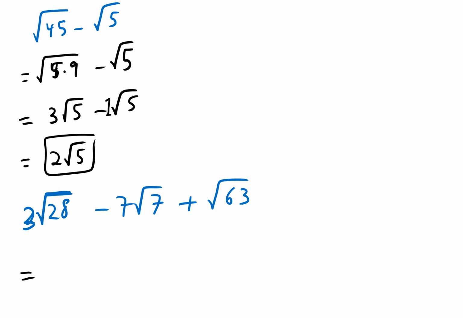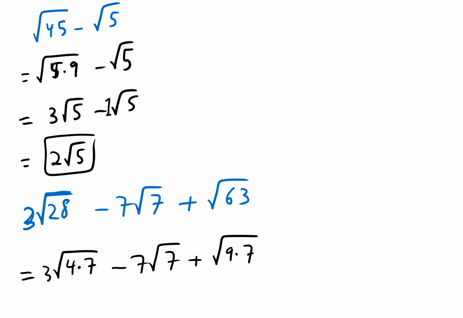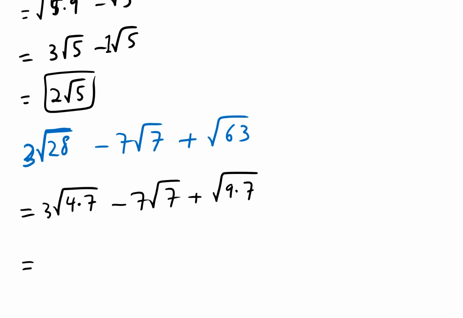We need to write the numbers in a way that one of them is a perfect square. So the 28 you can write as 4 times 7, because 4 is a perfect square. Keep this the same. 63 can also be written as 9 times 7. So what do we get out? This comes out as a 2. 2 times 3, 6 root 7. This stays the same, 3 root 7.